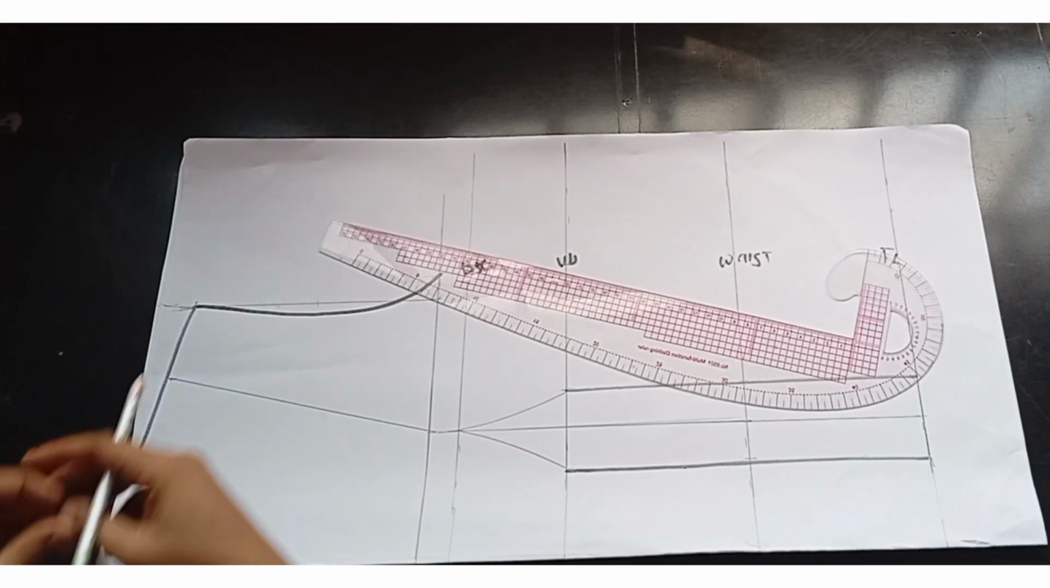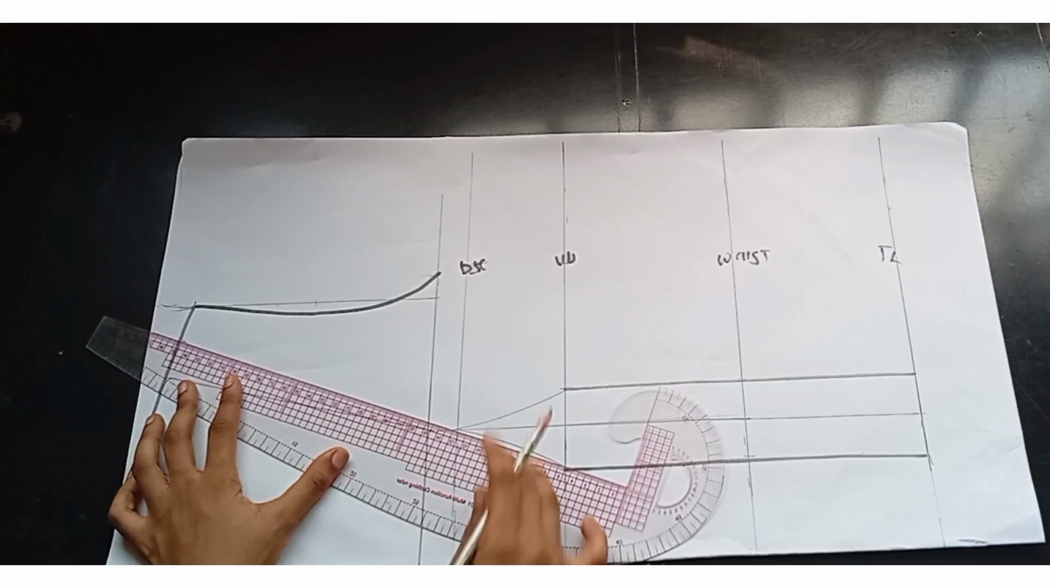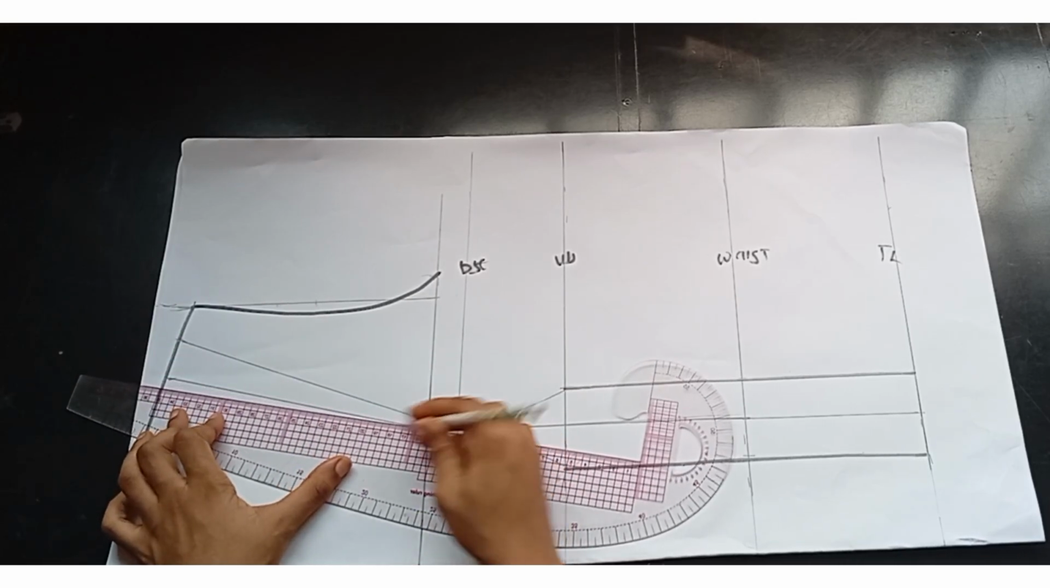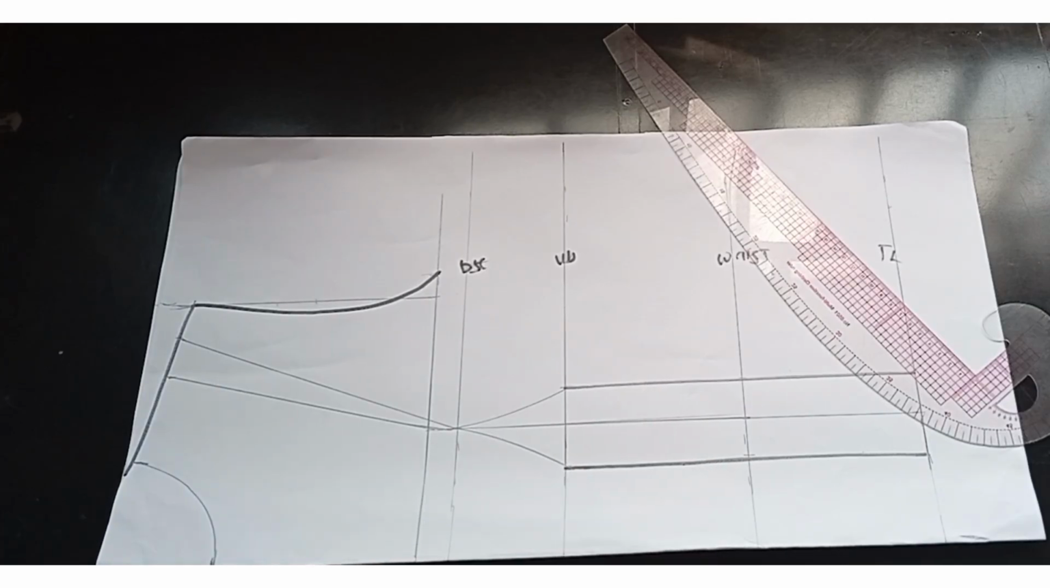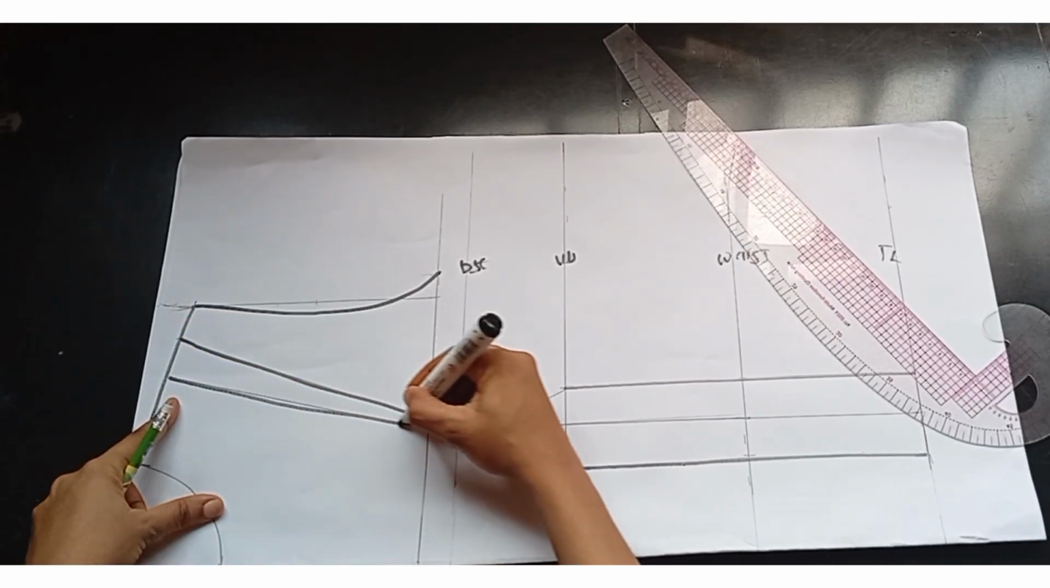Now the next step I'm going to take is to mark my dart. I'll be using a shoulder dart for this pattern, which I'll connect, and also connect at this side of my pattern very well. So after I'm done marking this, I'll just use my marker to outline.